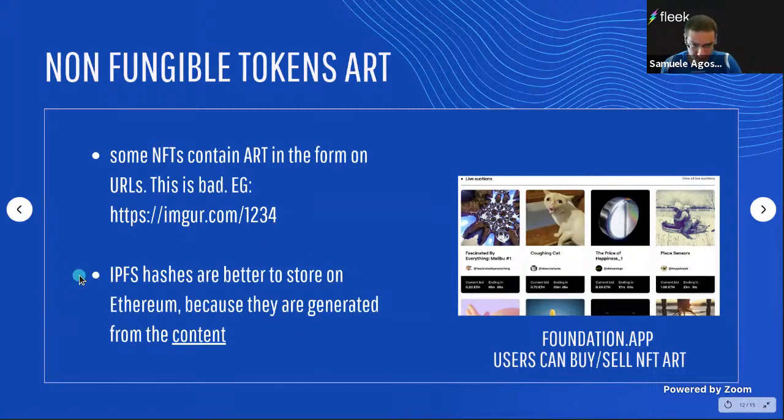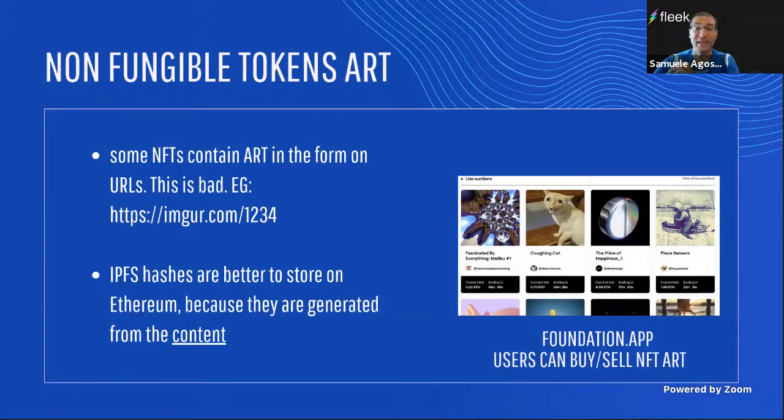Here, we show that IPFS hashes are better because IPFS hashes are based on the content. So I upload my image on IPFS and it spits out a hash. This hash is unique because if I change even one pixel of the image, the hash is completely different. So in effect, when you're selling an NFT, the person can become the owner of a hash.